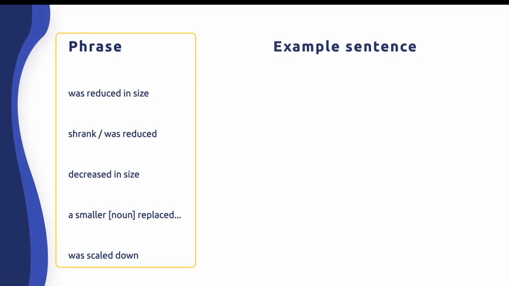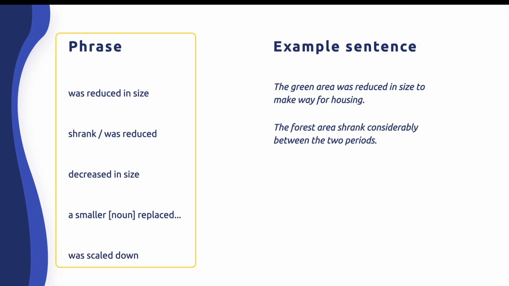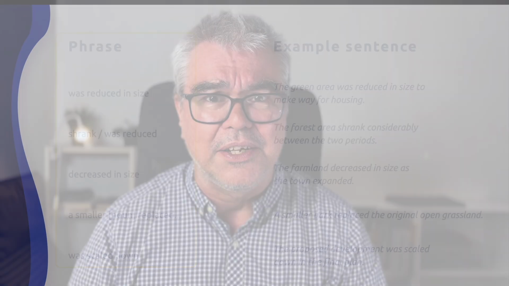The green area was reduced in size to make way for new housing. The forest area shrank considerably between the two periods. The farmland decreased in size as the town expanded. A smaller park replaced the original open grassland. The proposed development was scaled down in the final plan.